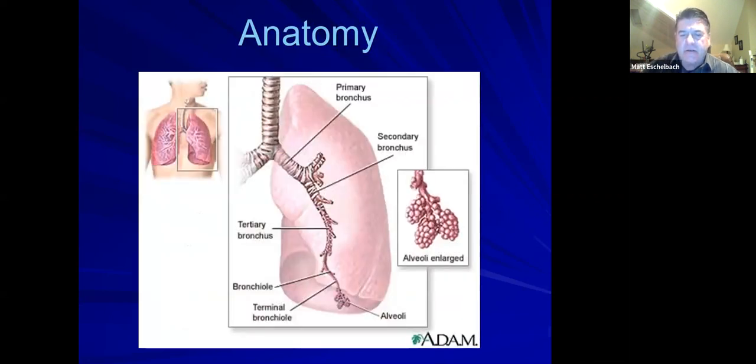Down at the smaller aspects, here is our trachea in the midline, primary bronchus, secondary bronchus, tertiary bronchus, and as we get down here to the meat and potatoes of the respiratory system, the bronchial and terminal bronchioles lead into the alveoli, and it's here at the alveoli where the gas exchange happens. So as we breathe air in, it goes through our series of bronchi down to the alveoli, where our alveoli take the oxygen in, let go of CO2, and bring the oxygen into the blood system.